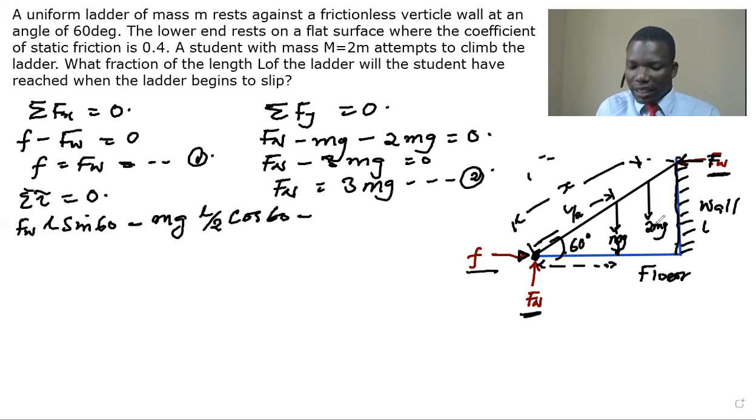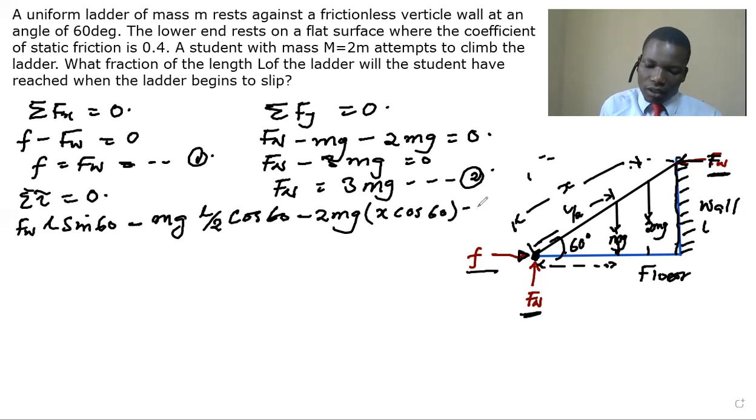And then we also subtract the weight of the student, which is 2mg. And the perpendicular distance to that force is actually x, so we have x cos 60. So x cos 60 equal to 0. Okay, so now what we have here is from equation 2. So let this be our equation 3.